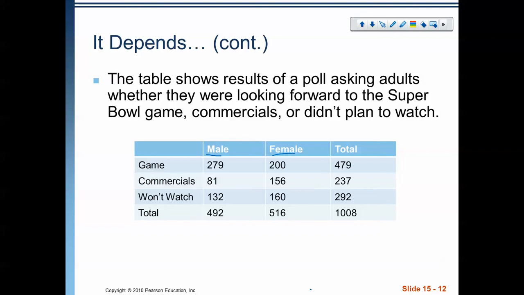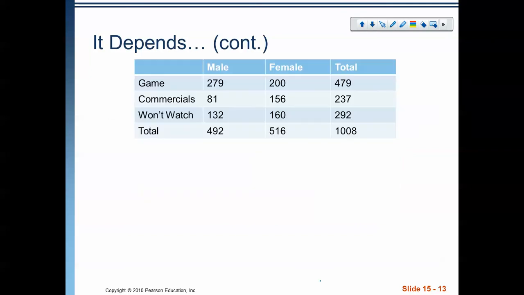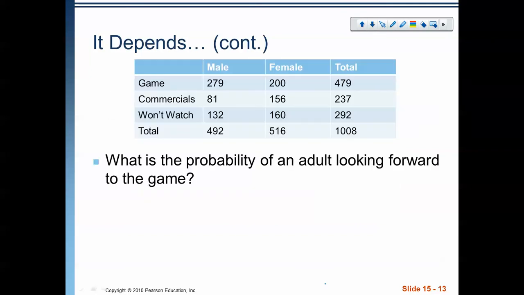So let's just ask some questions about this particular table. There's my information again. First question, what is the probability of an adult looking forward to the game? Notice that this has nothing to do with whether it's male or female. It just says whether an adult is looking forward to the game. So what are we trying to find here? We're finding the probability of looking forward to the game.